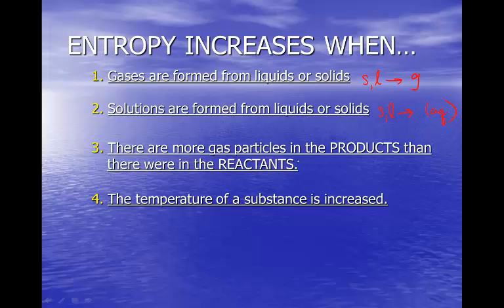Right? There are more gas particles in the products than there were in the reactants. So if we have 4 gas particles on this side and 5 gas particles on the other side, there's more randomness in 5 gas particles. Or if the temperature increases. So we'll look at these conditions in practicing.